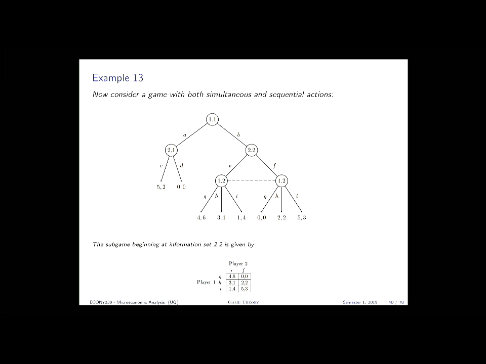Now let's see how we tackle this problem. The first stage is to find the subgames. Now, how many subgames does this game have?